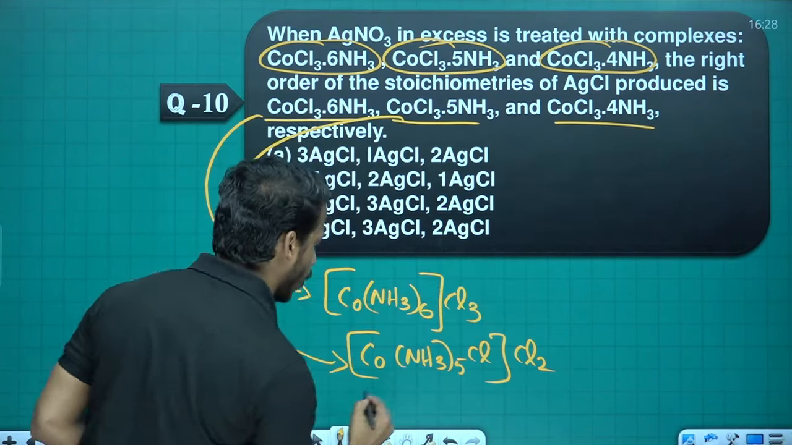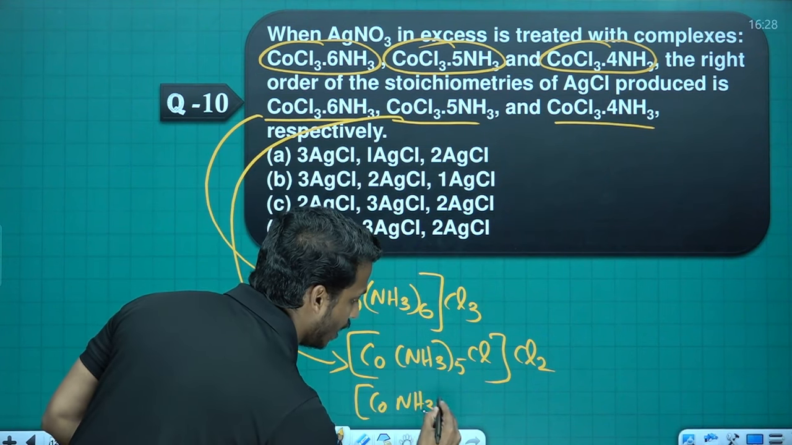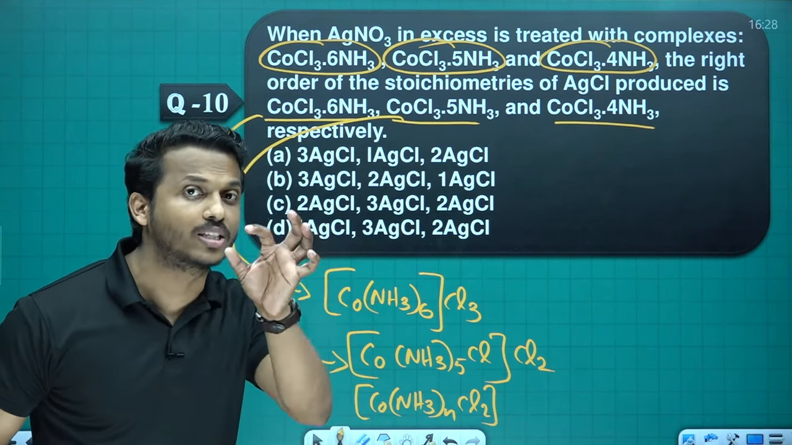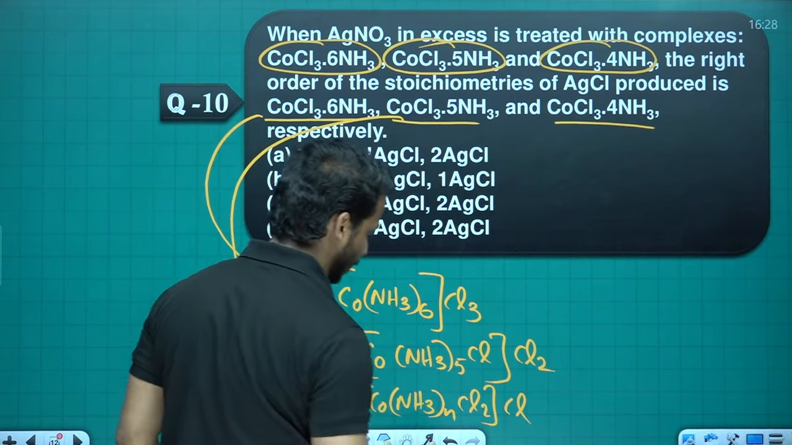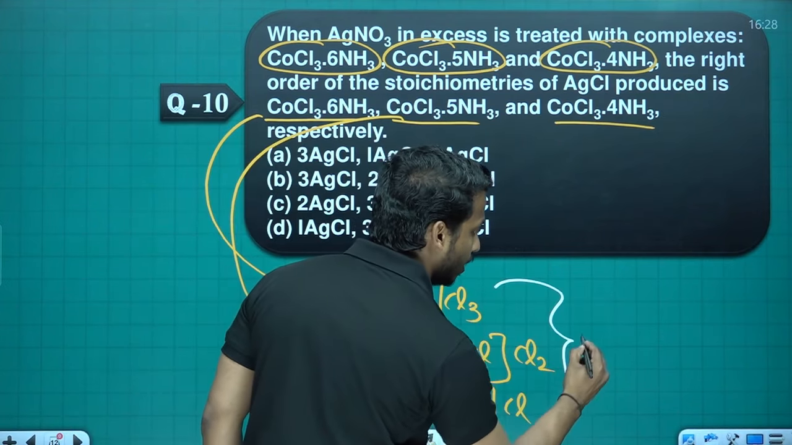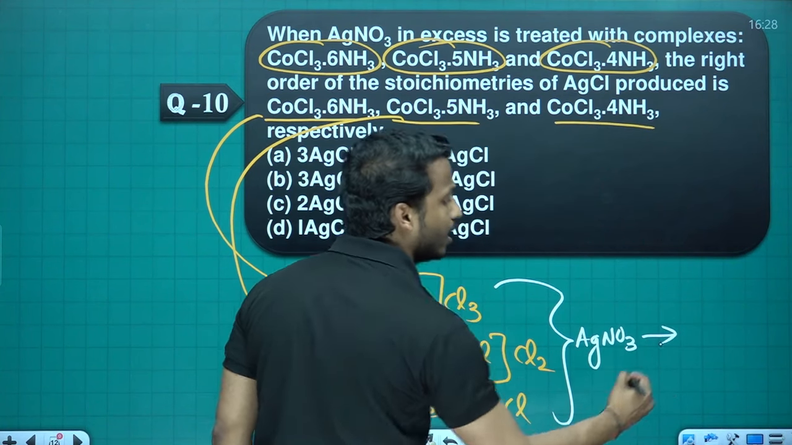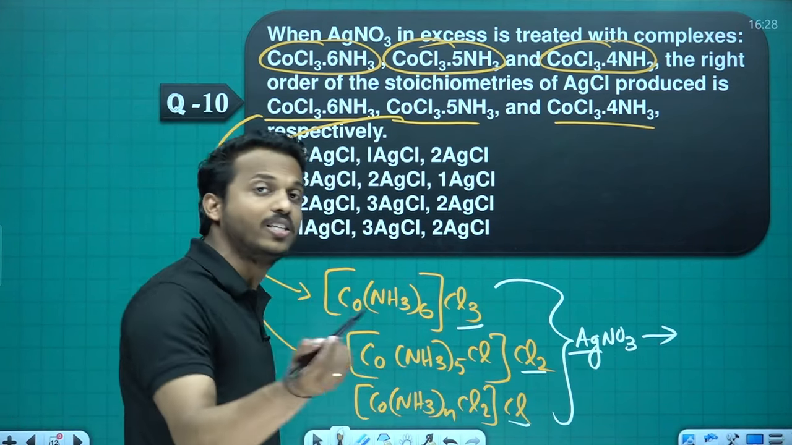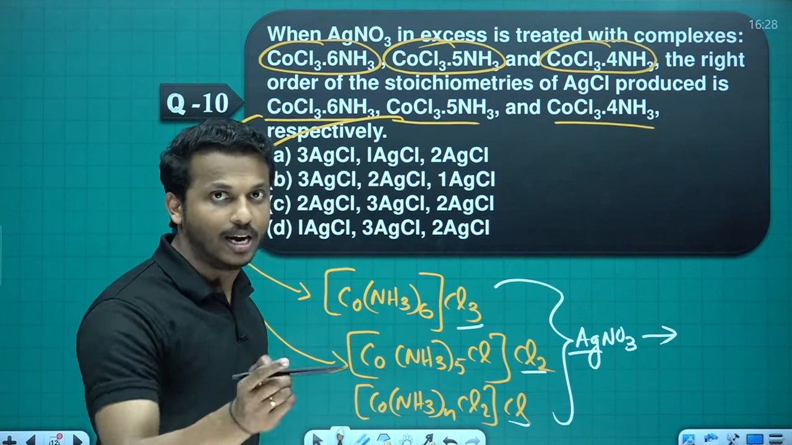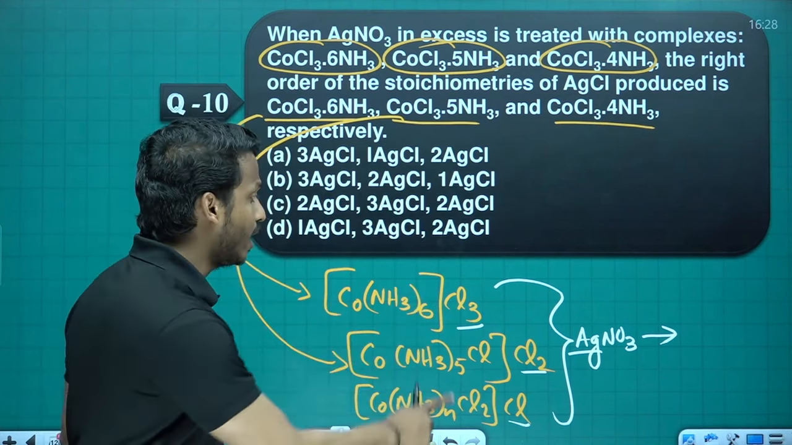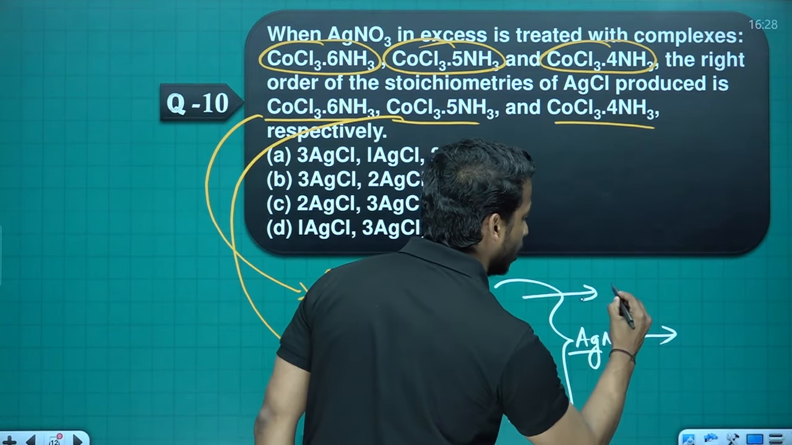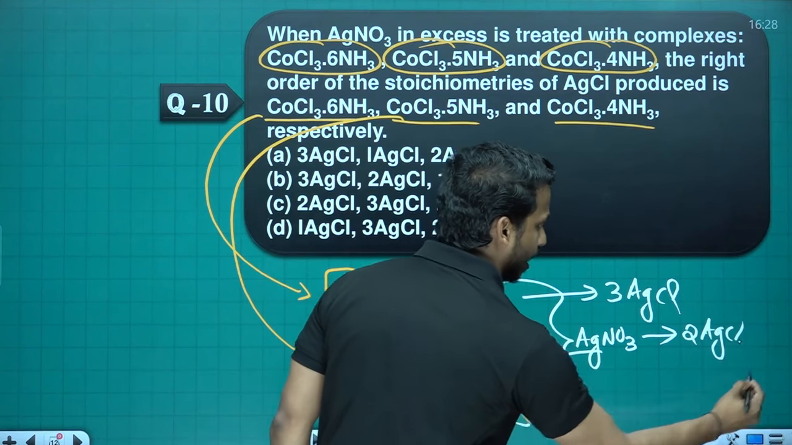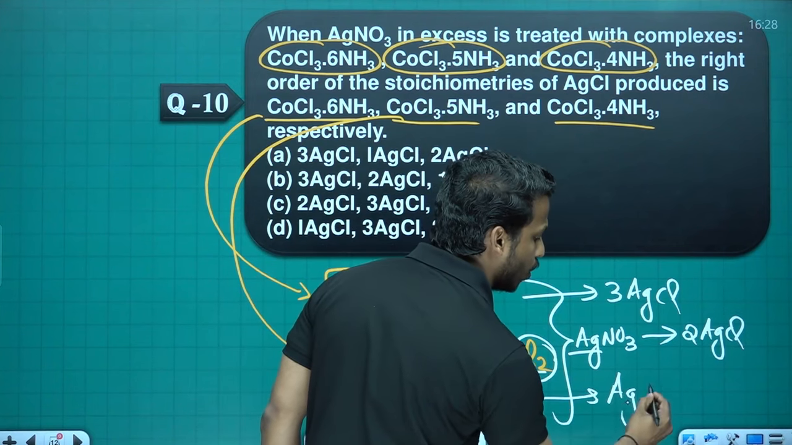What about the last one? Only 4NH3. So Co(NH3)4 Cl2, this time I can place 2 chlorine inside because 4 plus 2, total 6, you can place inside, and 1 chlorine outside. And these compounds they are treating with silver nitrate, right? If you treat with silver nitrate, chloride combines and you get AgCl. Here 3 chlorine outside, all counter ions can undergo reaction. So the first one gives 3 AgCl. Second one, 2 chlorine outside, gives 2 AgCl. Last one, only 1 chlorine outside, gives only 1 AgCl.